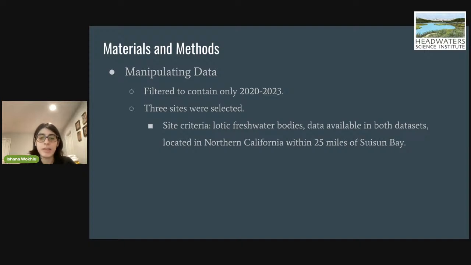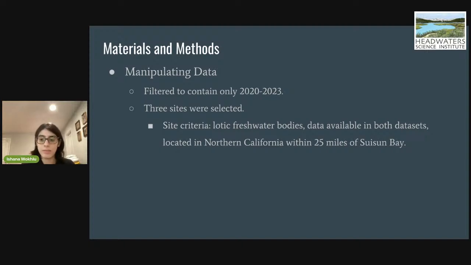We filtered our data to contain only years 2020 through 2023 to both facilitate efficient analysis and select for more accurate and relevant data. And we selected 3 sites. Sites were selected if they were low-tick freshwater bodies located in Northern California within 25 miles of Suisun Bay, and if they had data available in both data sets.